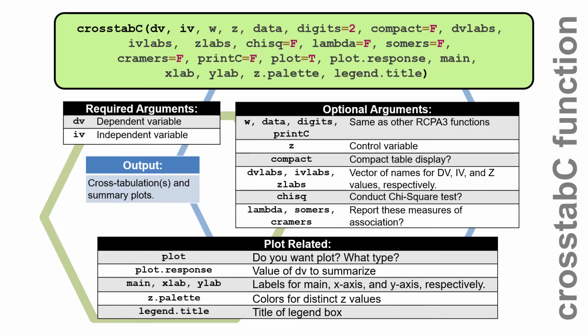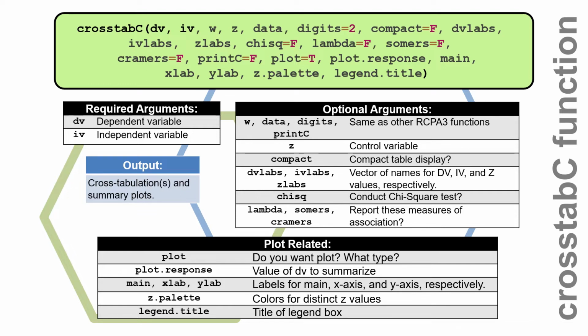To conduct a chi-square test with crosstabC, you set the function's chisq argument equal to true. The function supports three different measures of association, which crosstabC will report if you set the Lambda, Somers, and/or Cramer's argument equal to true.